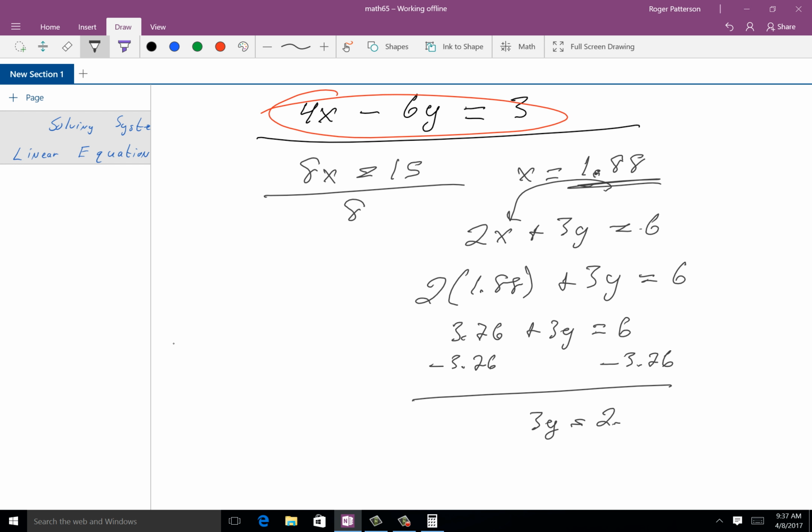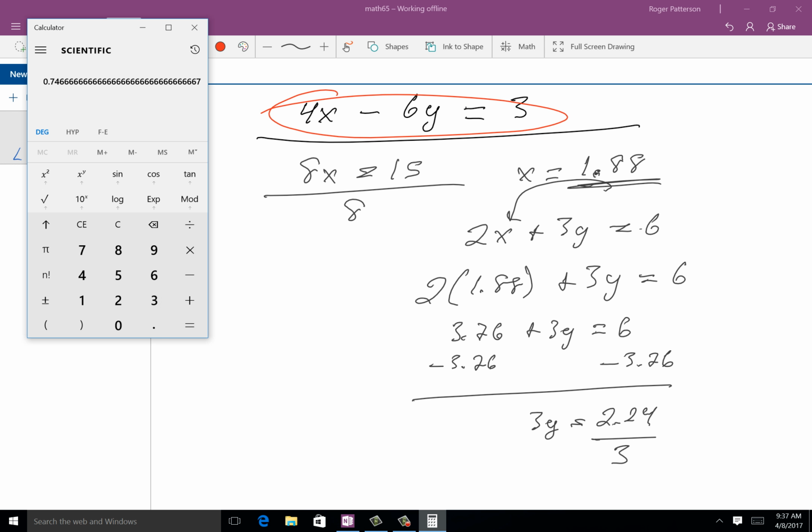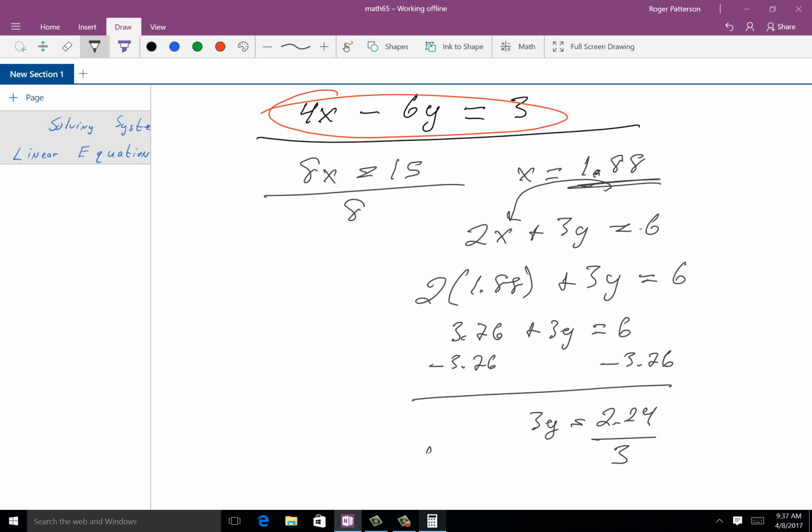2.24 divided by 3. Y equals 0.74. So here's my point. 1.88 and 0.74.